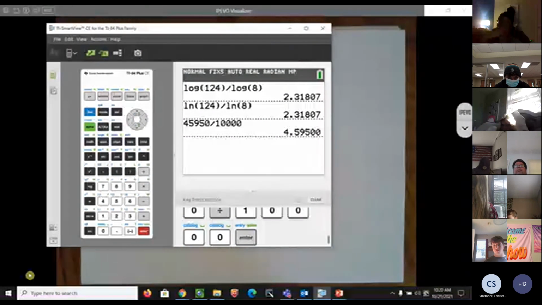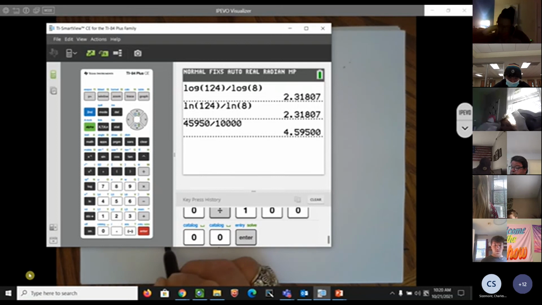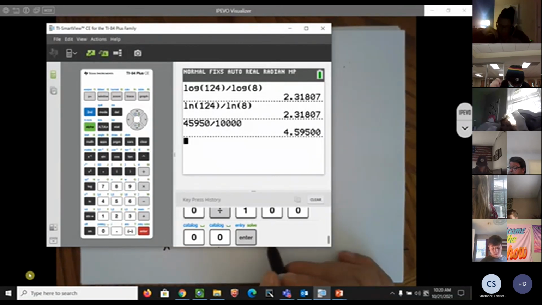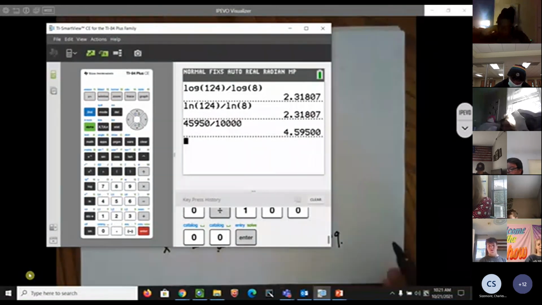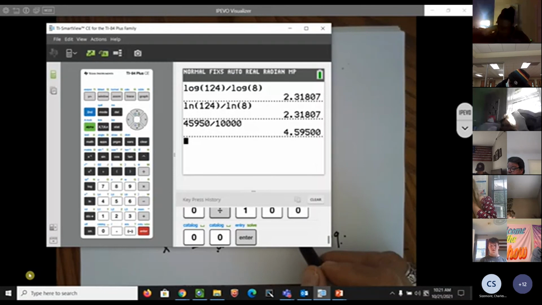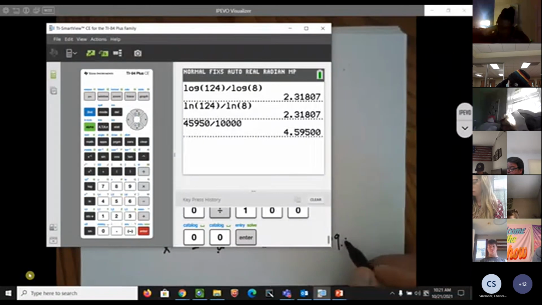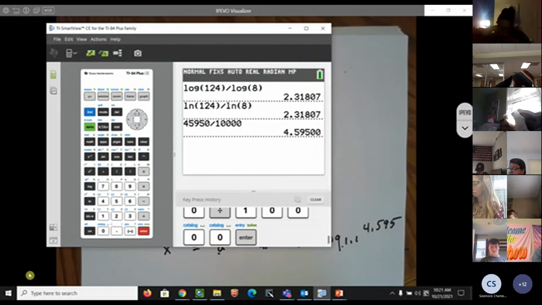Now what? Definition of a logarithm, Hubert. That's right, class. a to the y is equal to x yields y equals log base a of x. So t is equal to log base 1.1 of 4.595. Now finish it using the change of base formula.